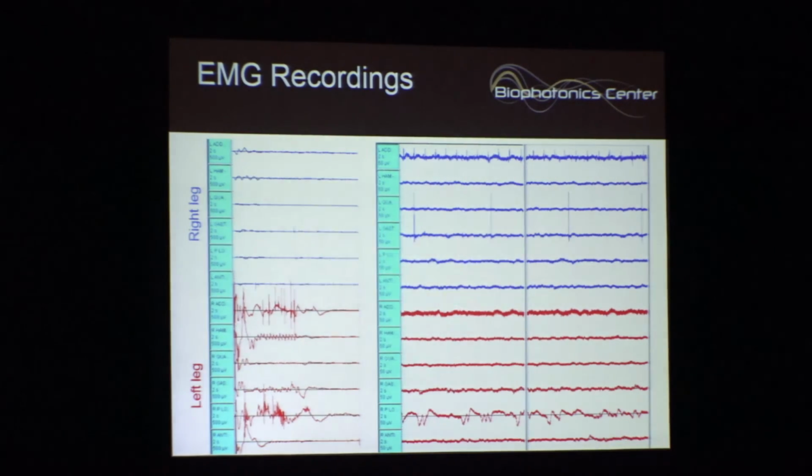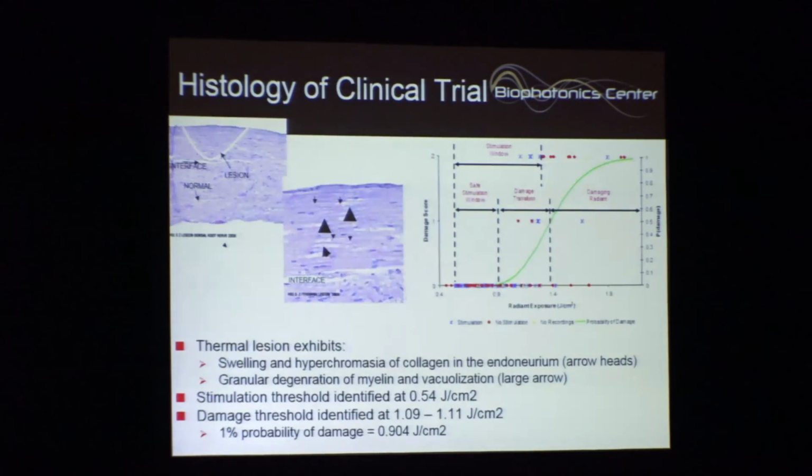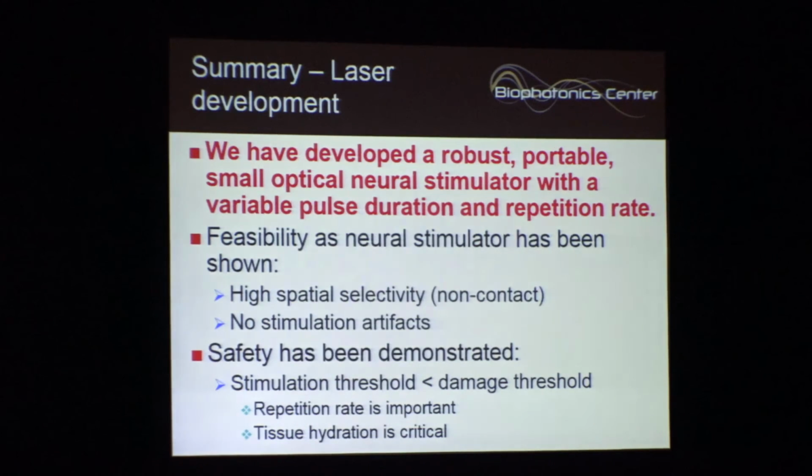We've done this on about 10 patients to show that it's safe. And histology we've done as well and shown that there is essentially a probit curve that you can get out of this, and we can get some safety threshold that gives you what kind of irradiance or radiant exposures we need to be able to do this procedure.